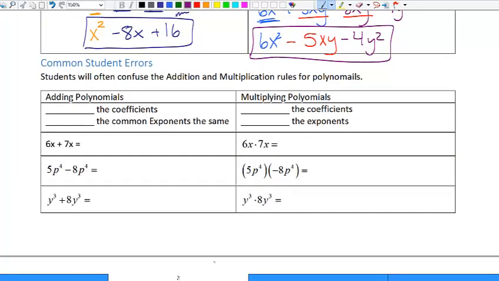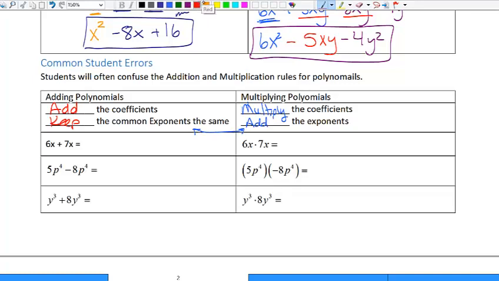Now there are some common student errors that pop up here. Sometimes students will confuse the addition and the multiplication rules for polynomials. So just let me clarify one more time so you can see the two processes right next to each other. When you're adding polynomials, I want you to add the coefficients and keep the common exponents the same. But when you multiply polynomials, I want you to multiply the coefficients, but add the exponents. And it's really these two that they get confused, what to do with the exponents. Usually they get the coefficients right.